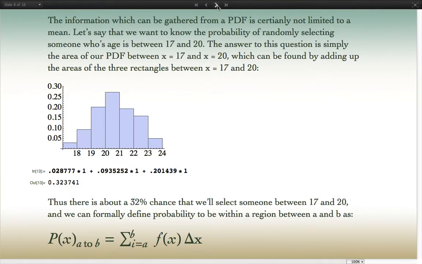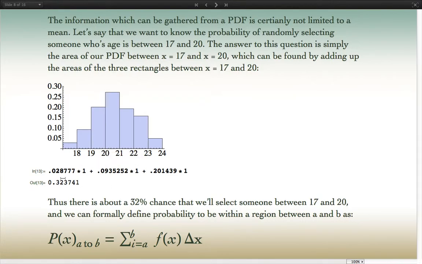Now, you can get other information from a probability density function other than just, say, a mean. Let's say, for another example, that we want to figure out the probability that if we ask a random person their age, it's going to be greater than or equal to 17 and less than 20. So that means we want someone in this range. The way you do this is simply by adding up the areas of the range we're interested in. So it's just going to be this height times 1 plus this height times 1 plus this height times 1. And that's what we have here.